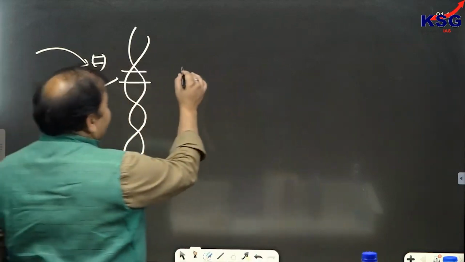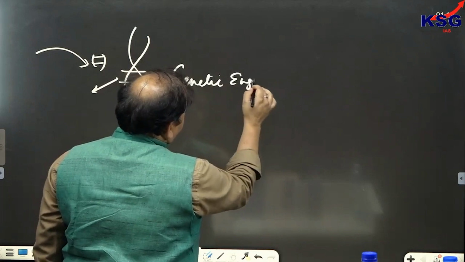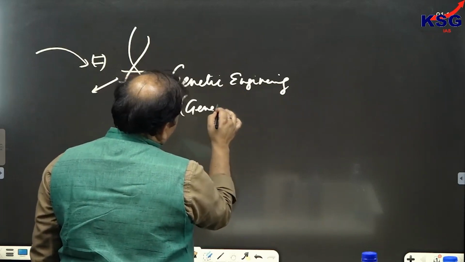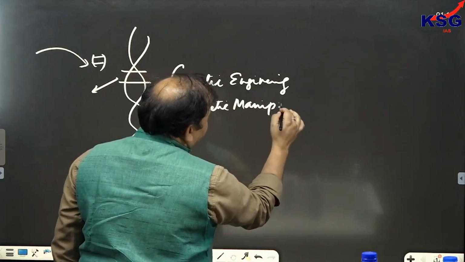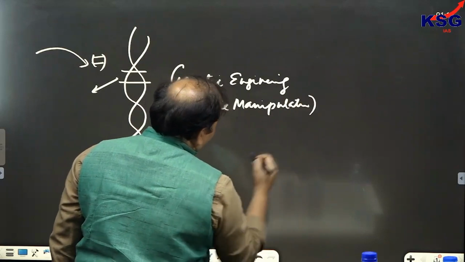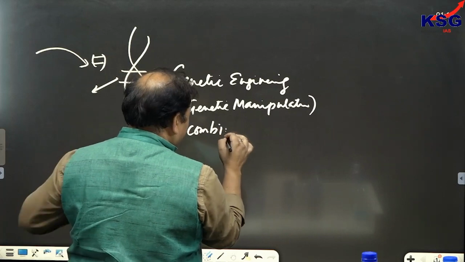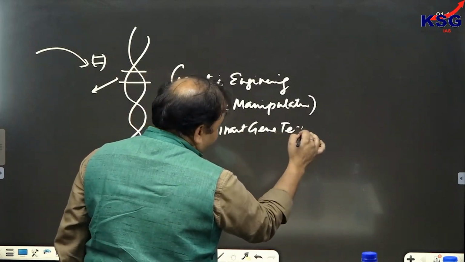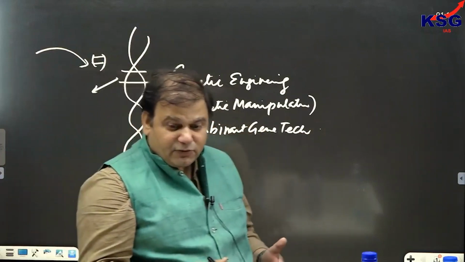Clear? So genetic engineering को क्या कहते हैं? Genetic engineering is called as what? It's called genetic manipulation, and it is also called recombinant gene technology. Recombinant gene technology. और जो resultant gene होगा उसको क्या कहेंगे?